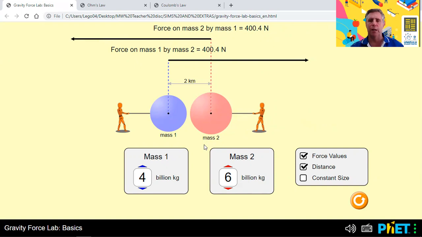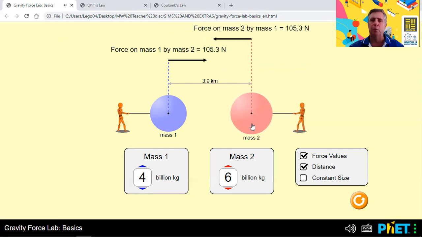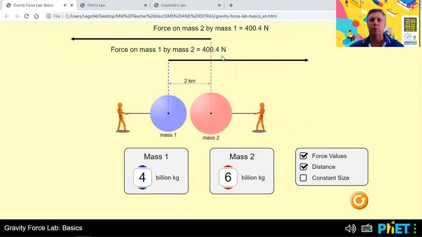So let's do an accurate calculation. At the moment, they are 2 kilometers apart. Without changing the masses, let me double the distance between them, like in the question on page 66. So notice the force is just about 400 newtons. If I double the distance between them to 4 kilometers, the force becomes 100 newtons. Can you see this is 1/4 of what it was previously? If I halve the distance, the force becomes 4 times as much. So I think you can see these relationships very nicely on this PhET simulation.